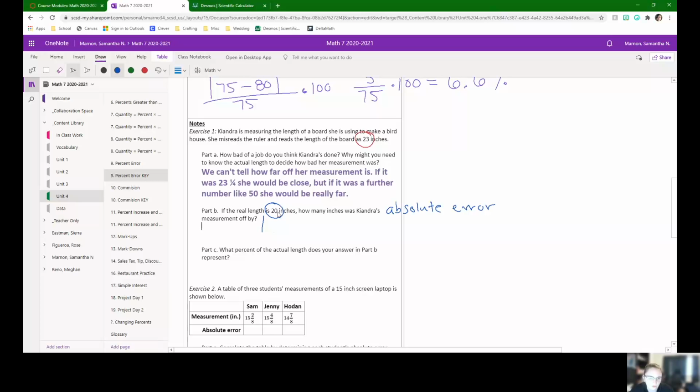So the actual is 20 minus the estimated, which is 23. So 20 minus 23, or 20 plus negative 23, is going to be -3. But we still want the absolute value of that. So how far away it is from 0, which is just 3. So how many inches was she off? She was off by 3 inches.